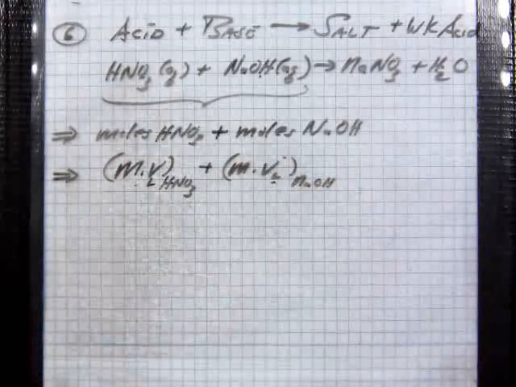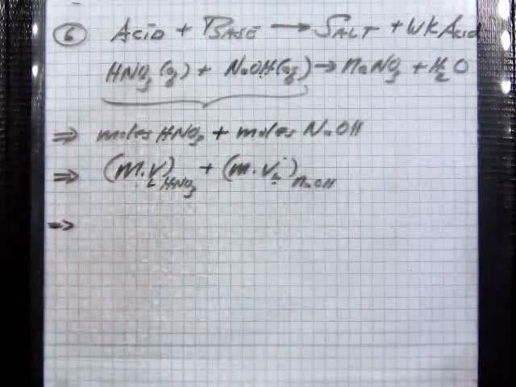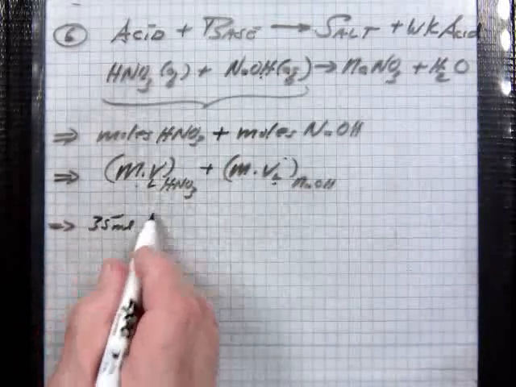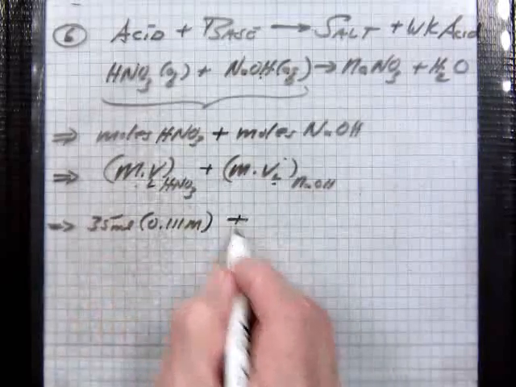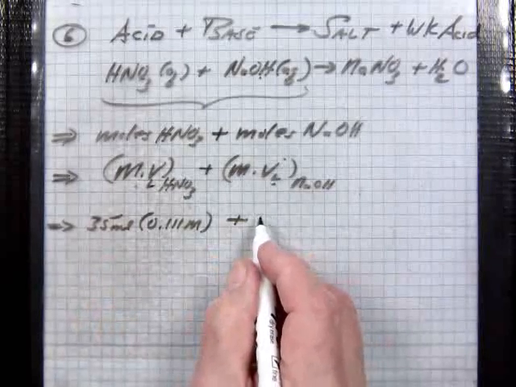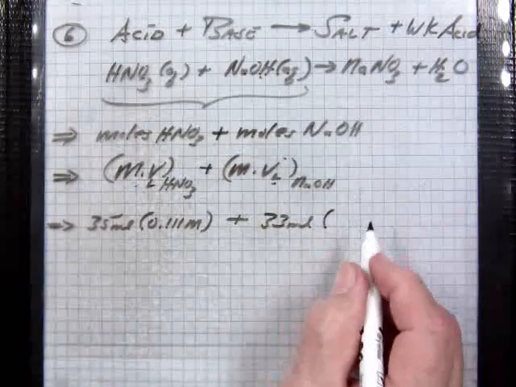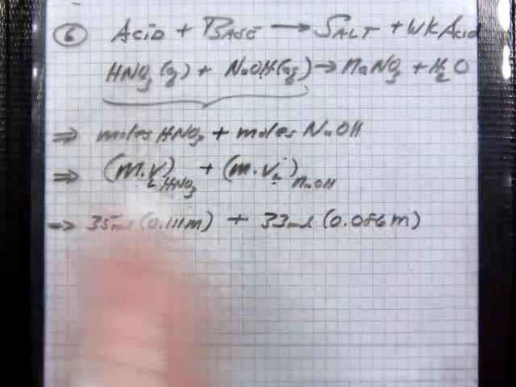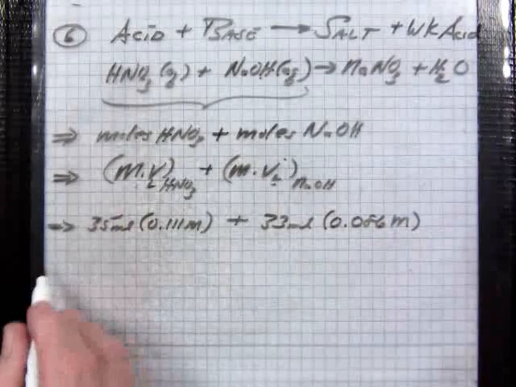Now, put in your solution data. What we're mixing is 35 milliliters of 0.111 molar HNO3. So we have 35 milliliters of 0.111 molar plus 33 milliliters of the 0.086 molar. See, moles, moles again.